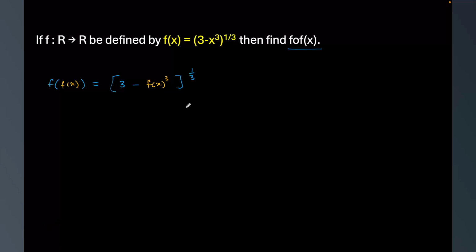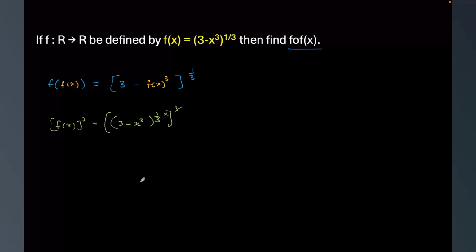Now my f of x is 3 minus x cubed raised to the power 1/3. I'll skip a step really quickly because I think everyone understands. If I have this to the power 1/3 and I cube it, the exponent nullifies, and I'm left with raised to the power 1, which is just 3 minus x cubed. I'll write it on the side. f of x whole cubed is 3 minus x cubed raised to the power 1/3, and then cubed again. This and this cancel out as we multiply exponents, so we're just left with 3 minus x cubed.